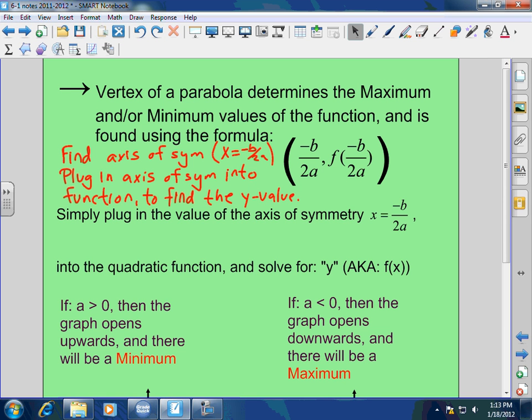And I wrote it down here. I don't even know why I wrote it in red. Simply plug in the value of the axis of symmetry, x equals negative b over 2a, into the quadratic function and solve for y, also known as f of x. Okay?